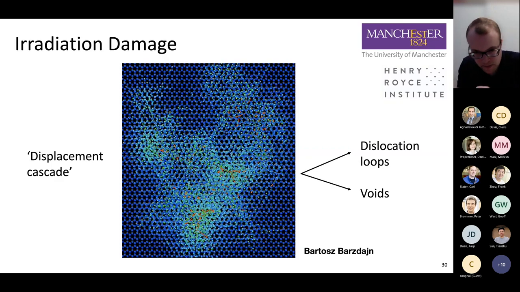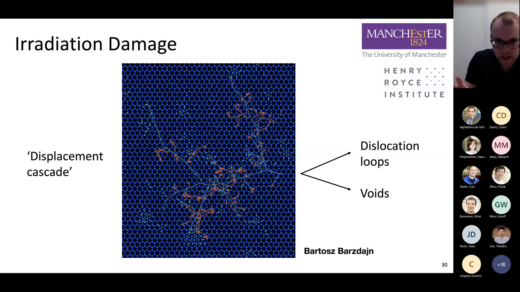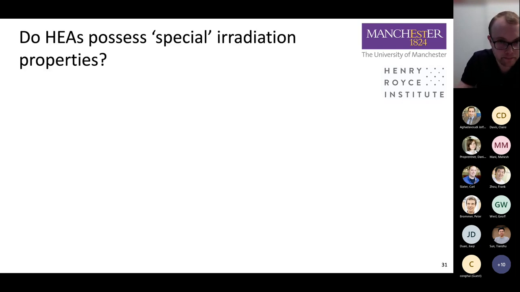these interstitial atoms and these vacancies, depending on the temperature and the various other conditions, they move around and they can form things like voids if vacancies agglomerate together, or dislocation loops. And these dislocation loops can actually happen when vacancies and interstitial atoms combine with each other. Okay, and obviously these are going to change the properties of the material. So that's a very basic idea of how irradiation damage works.